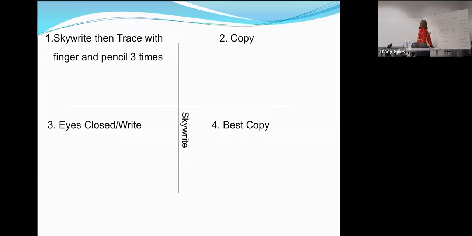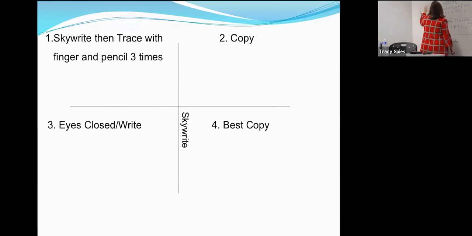In section one of your papers, I want you to trace the letter three times. Ready, name? J. Down, hook, dot. Very good. Now I want you to trace it with your pencil three times. Ready, name? J. Down, hook, dot.